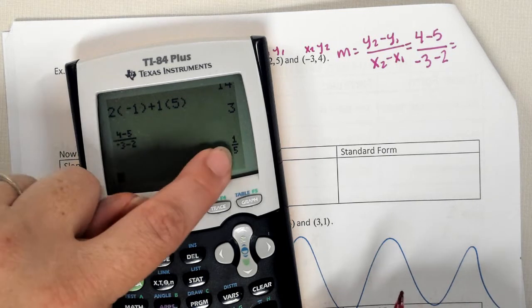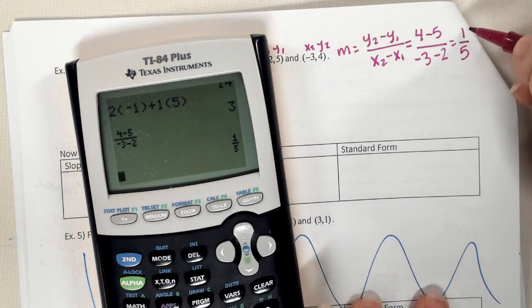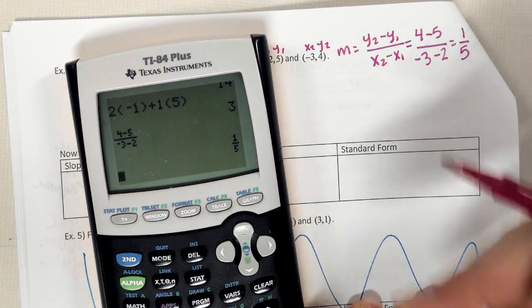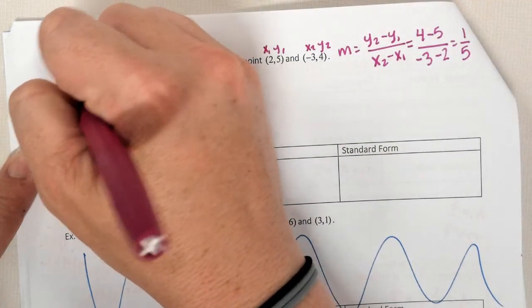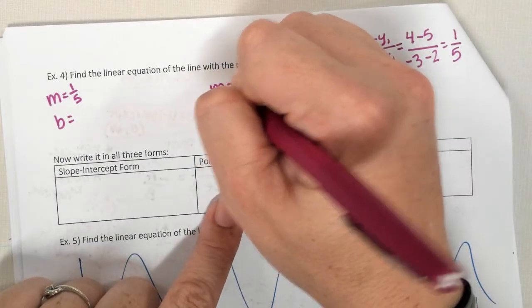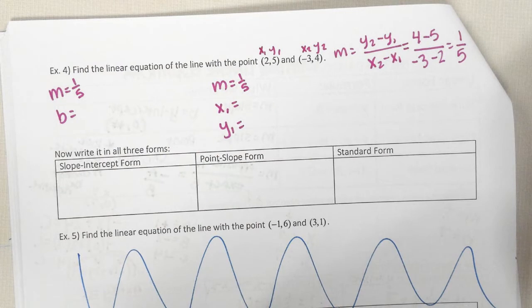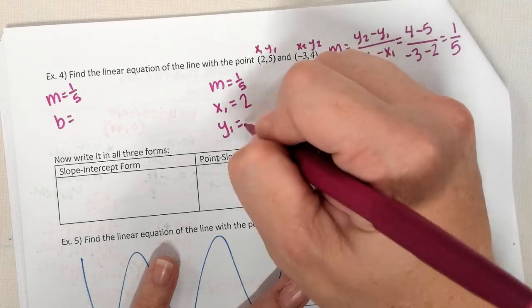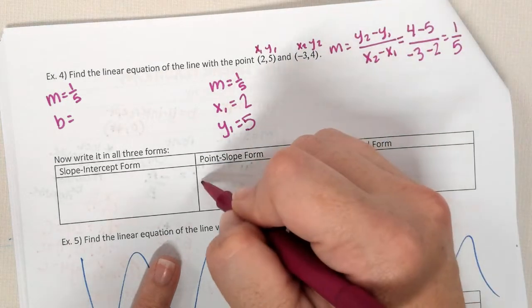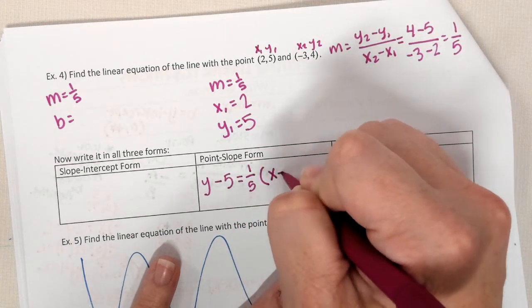So here, what's my simplified slope? 1 over 5. Which if you would have done it by yourself, you would have gotten -1 over -5, and 2 negatives makes a positive. So you'd still get the same thing. Okay, so I know m equals 1/5, and b is unknown. I know m equals 1/5, x1, y1. Well, didn't I already label a point x1, y1? Yes. Which point? The first. So what's my x1? 2. And what's my y1? 5. So I get y minus 5 equals 1/5, parentheses x minus 2.